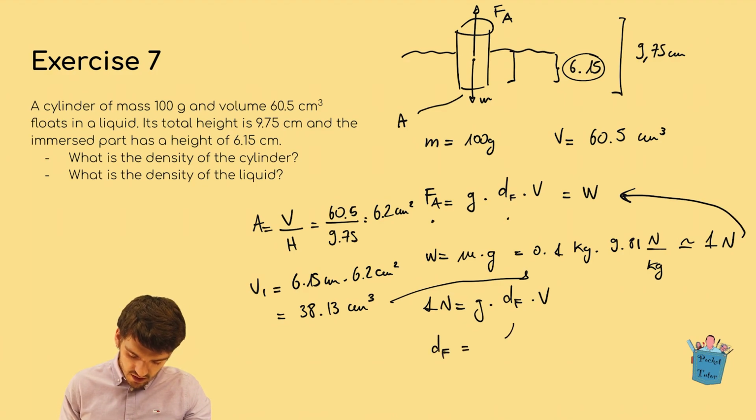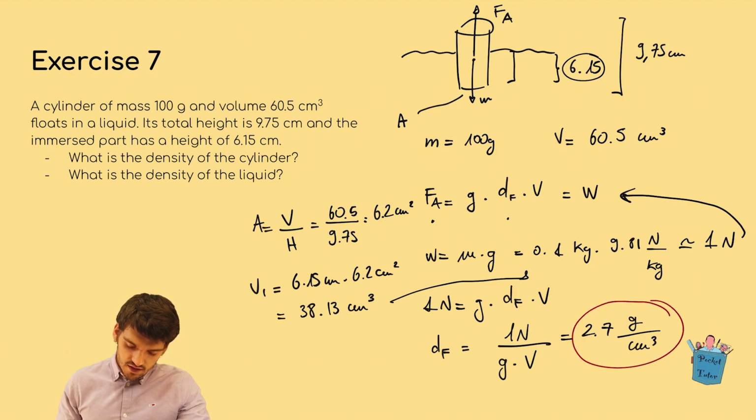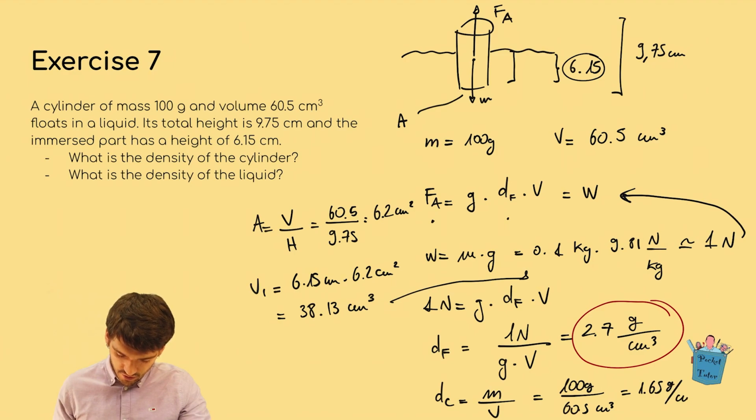And now, putting this value here, we can find that the density of the fluid, or density of the liquid, is given by 1 Newton divided by G times the volume that is being immersed. And this is finally equal to 2.7 grams over cubic centimeters, which is the density of the fluid into which the cylinder is immersed. In order to compute the density of the cylinder, we could have done this before, but the density of the cylinder is equal to the ratio between the mass of the cylinder divided by its volume, which is 100 grams divided by 60.5 cubic centimeters, which is equal to 1.65 grams over cubic centimeters.